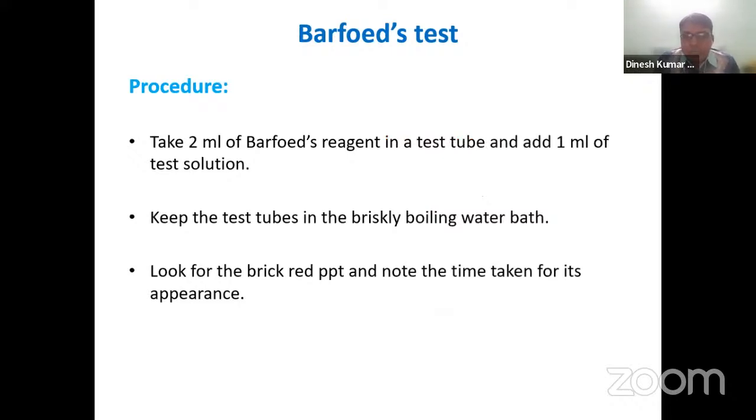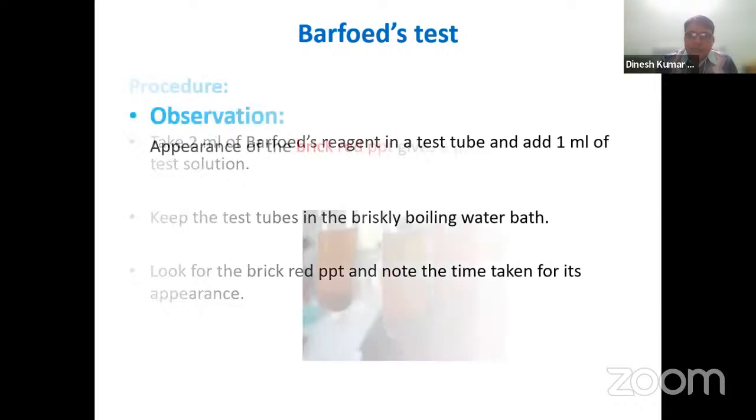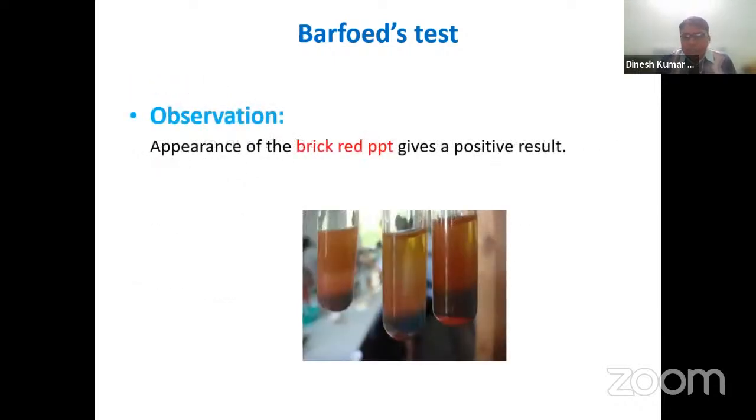Take 2 ml of Barfoed's reagent in a test tube and add 1 ml of test solution and mix it well and keep in a boiling water bath. So if it is in 1 or 2 minutes, it is a monosaccharide. If it takes longer, then it is a disaccharide. So this type of red PPT will form at the bottom of the tube.